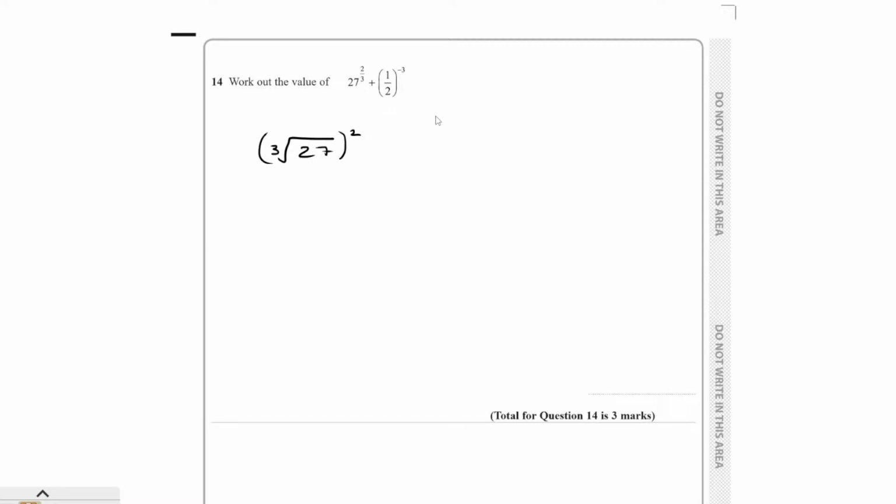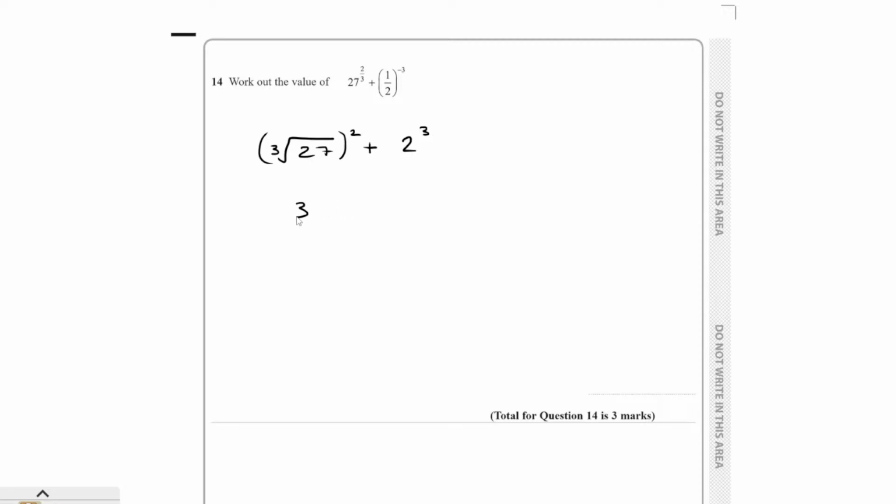Then for the second one, we already touched on a negative power in like question 2 or something, didn't we? It's the reciprocal first. So in this case, a half would flip, that's plus, isn't it, to 2 over 1, which is effectively 2, isn't it? So I'll just write that as 2. And then you just apply the power as normal, so that'd be cubed. So actually I don't even need that bracket. Get rid of that. So we've got that.